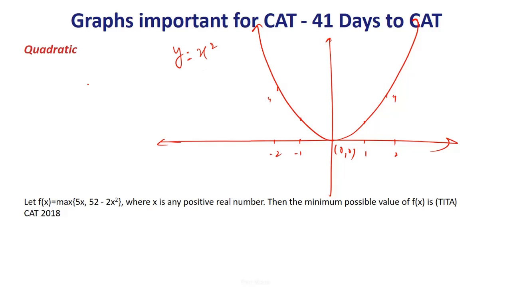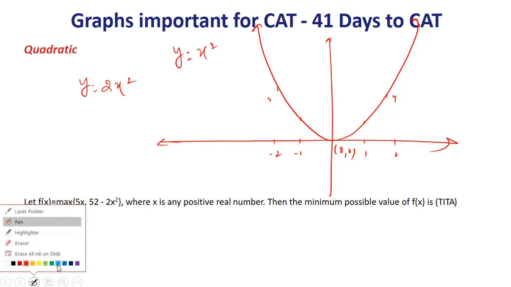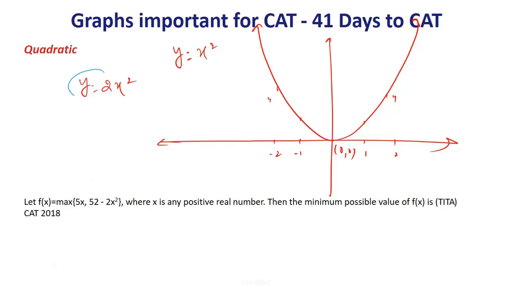Now if I have to draw, let's say, y is equal to 2x square, right? Then how can I draw it? Let's see. So y is equal to 2x square. What does it do to your graph? Your value of y will grow faster. At x is equal to 1, now the value is equal to 2, not equal to 1. Earlier it was equal to 1. Now it is equal to 2, right? So at x is equal to 1, the value is here. At x is equal to 2, the value becomes equal to 8.